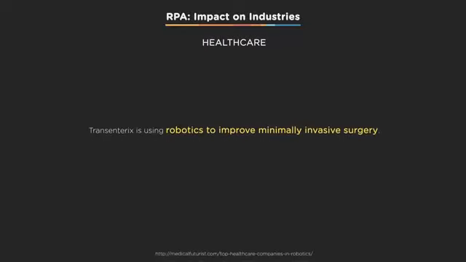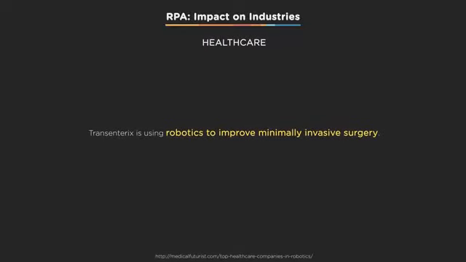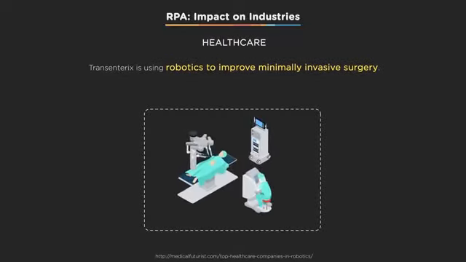Healthcare. Transcentrix, a medical device company, is using robotics to improve minimally invasive surgery by addressing the clinical and economic challenges associated with current laparoscopic and robotic options. RPA provides solutions to almost all the industries across the globe. The benefits of RPA solutions can be leveraged in 3 stages. Let's look into each stage in detail.